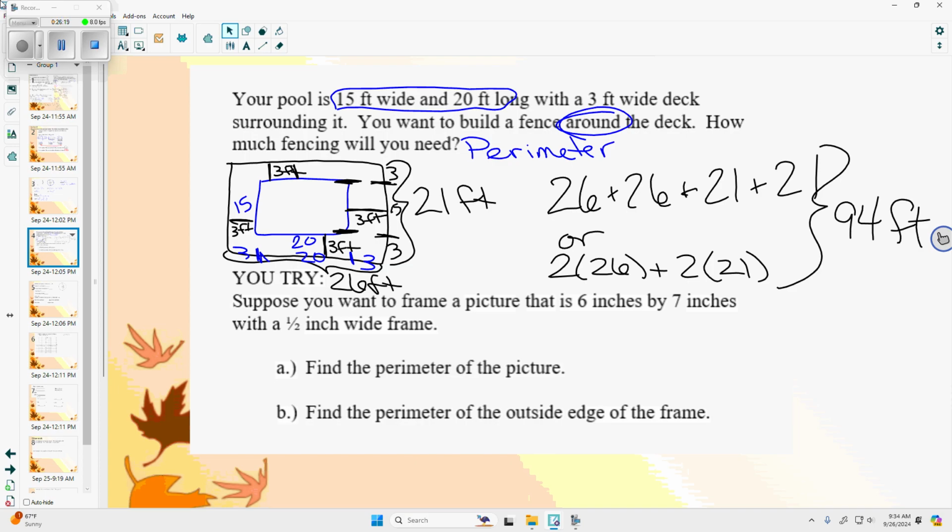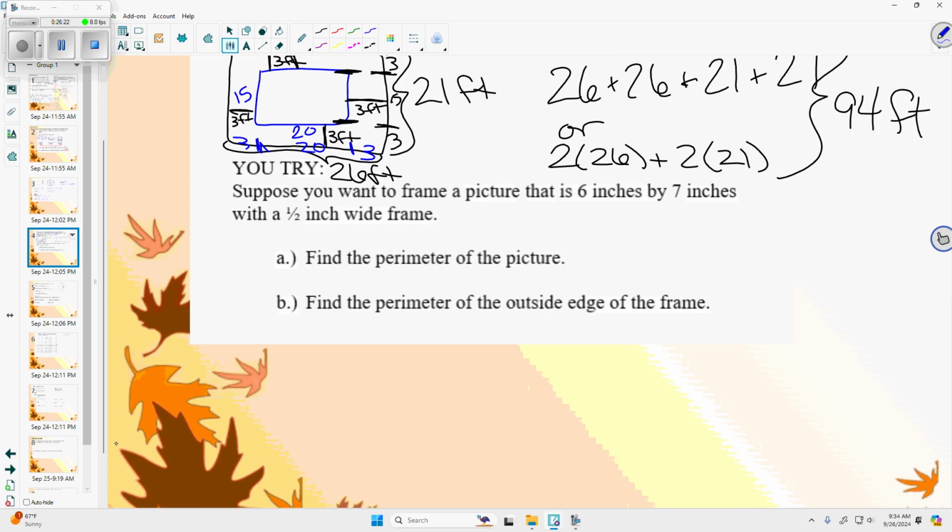What did we get for a perimeter of the picture? 26 inches. I heard from 2 different people. Are we okay on the 26 inches? Okay, what I'm seeing is confusion on where numbers are coming from. So if this is 6 by 7 in there, the perimeter is 6 plus 6 plus 7 plus 7, right?